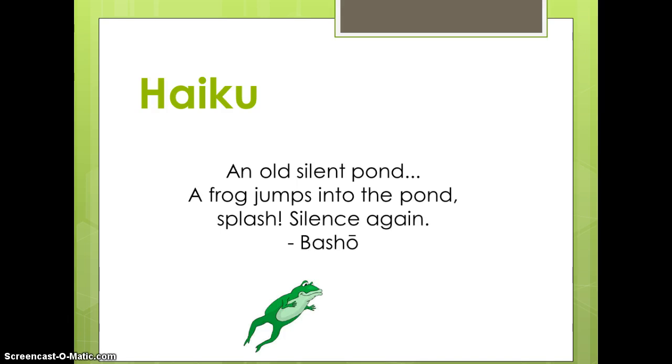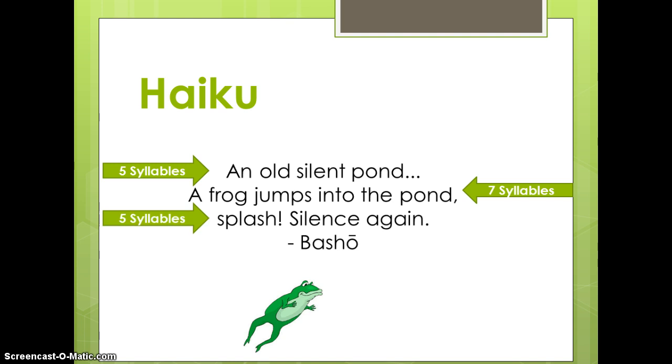So, is this a haiku? Let's look. Well, it's about nature. The first line has "an old silent pond," 5 syllables. The second line has "a frog jumps into the pond," 7 syllables. And the third line has "splash, silence again," 5 syllables. So yep, we have a haiku.